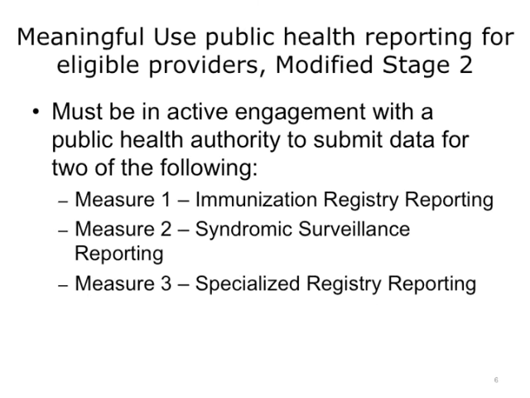For meaningful use public health reporting for eligible providers, Modified Stage 2, providers must be in active engagement with a public health authority to submit data for 2 or more of the following measures. Measure 1, Immunization Registry Reporting; Measure 2, Syndromic Surveillance Reporting; and Measure 3, Specialized Registry Reporting. The eligible provider can submit to more than one kind of specialized registry.